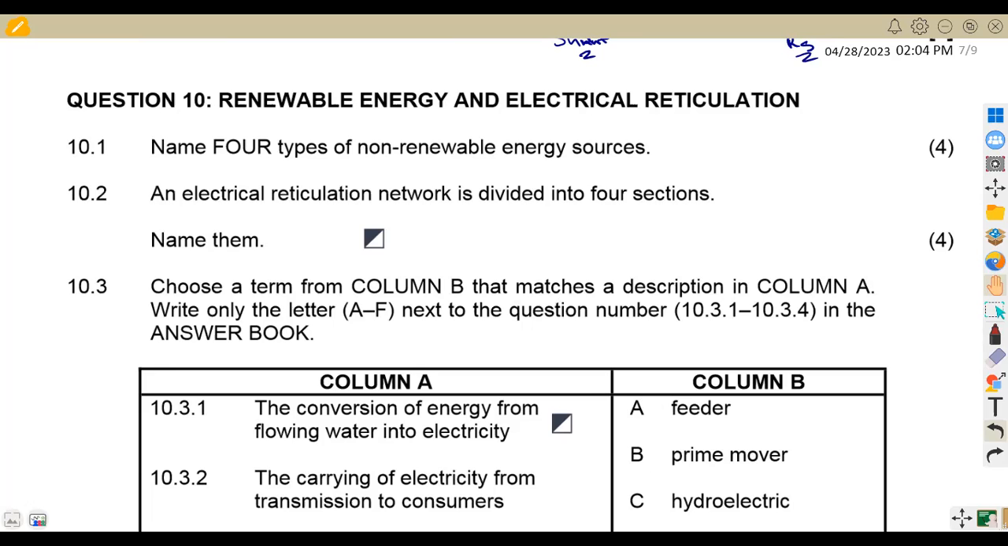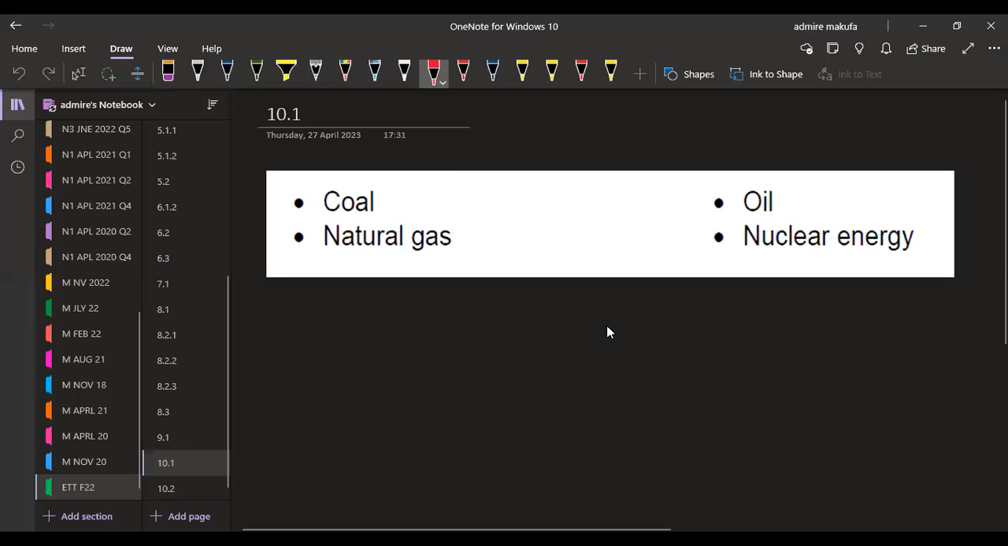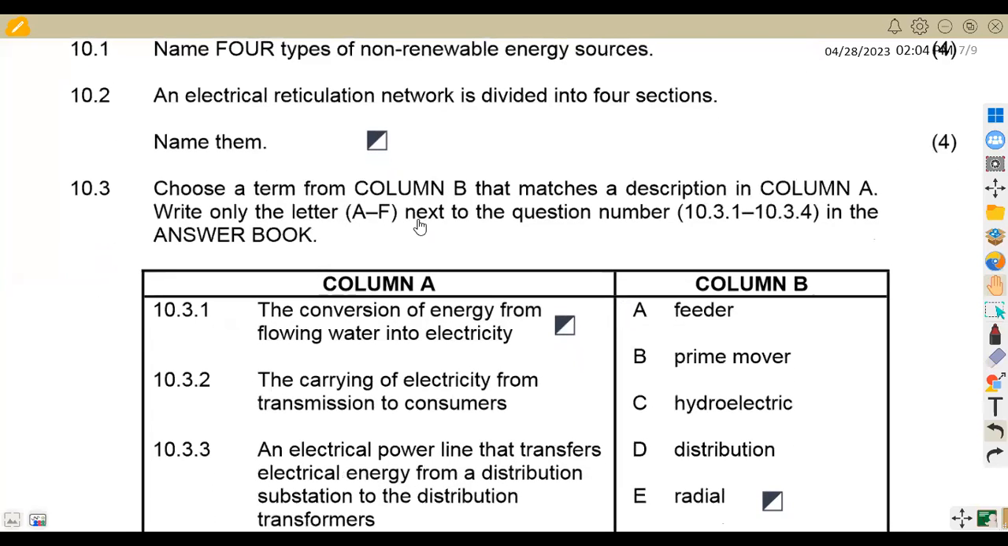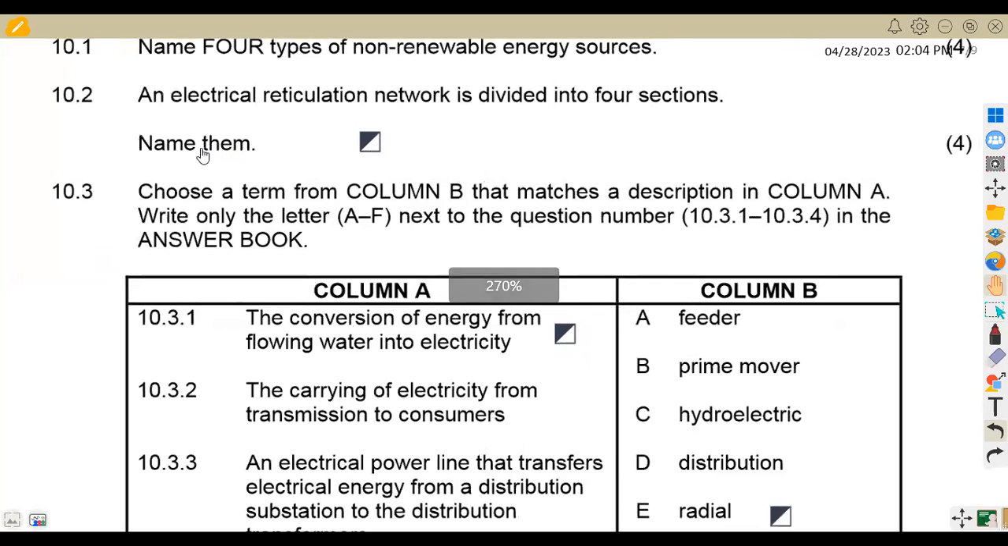All right. So the sources can be coal, natural gas, oil, nuclear energy. So these are the ones that we have in this case. All right. I hope we saw these ones. We move on to the other part, which is 10.2. An electrical reticulation network is divided into 4 sections. Name them. What are the sections which make up an electrical reticulation network in this case?